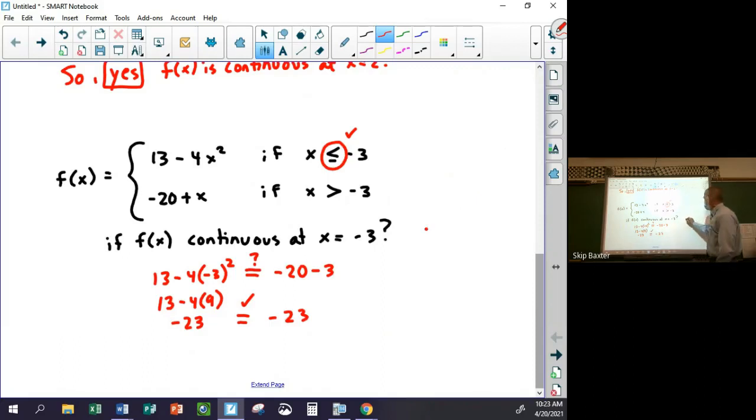So the answer is, yep, definitely true, right? Because all three criteria are met. The function is defined at -3. The limit exists, and f of -3 is actually -23. That's how I got this number right on this side, is I substituted -3 in there. So I'm not skipping steps. I'm just realizing that I don't need to be redundant and do it twice.